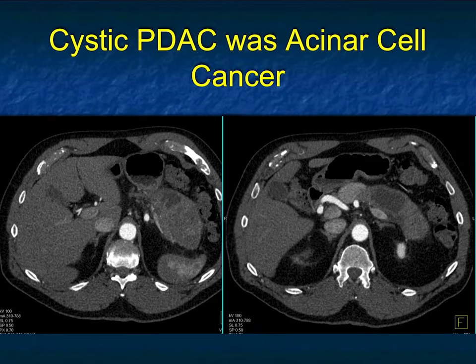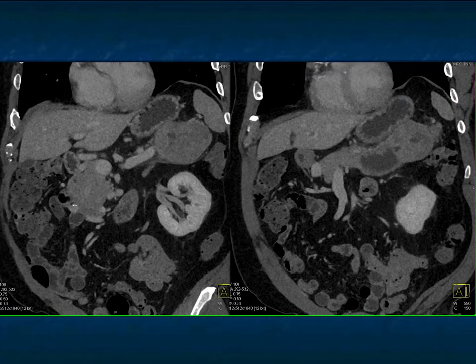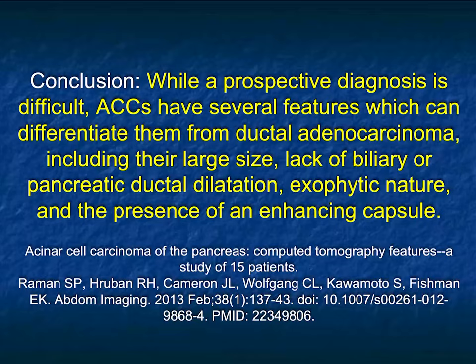And again, a really nice example. Another case, same one, that acinar, right? Big mass, cystic, solid, some duct dilatation is seen. We wrote an article about this. Philippe Soyer in Paris wrote an article about this, that acinar cells have several features: large size, lack of biliary or pancreatic ductal dilatation.